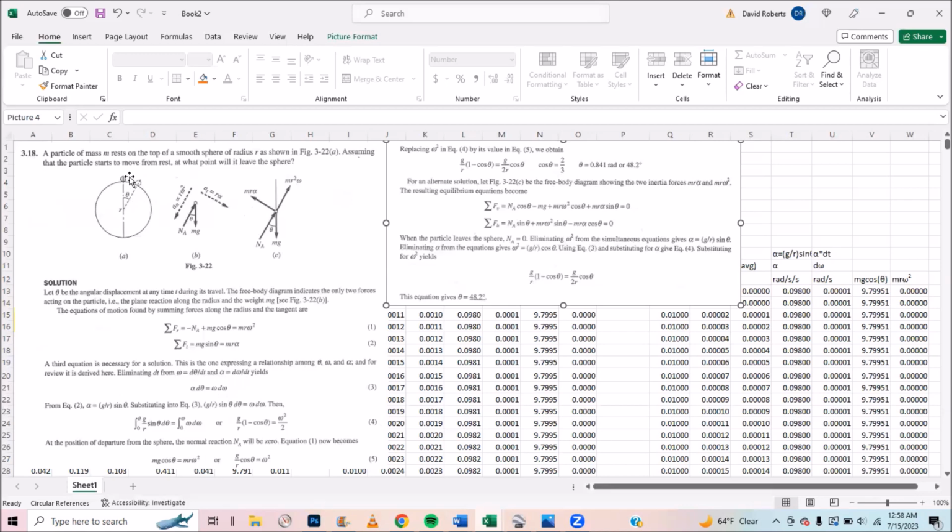So the normal force is always, if this is the angle right here, perpendicular to that angle.